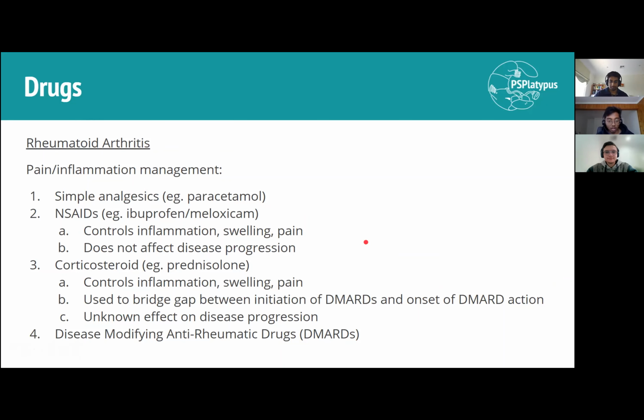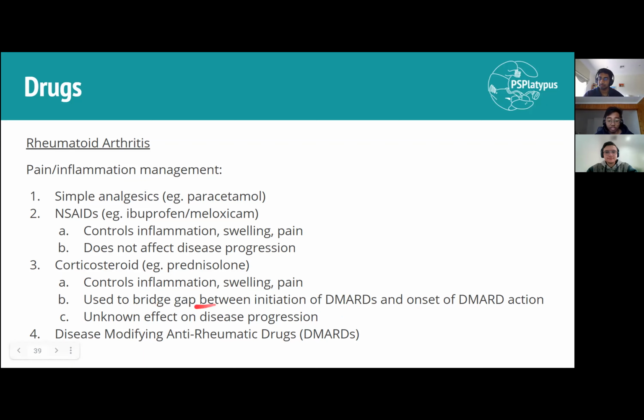The role of NSAIDs is generally to control inflammation, swelling, and pain, and it does not really affect disease progression at all. Same with corticosteroids as well. Generally, it has a kind of unknown effect on disease progression. We're not sure if it exactly stops it or helps significantly, but it's used to bridge the gap between initiation of DMARDs and onset of DMARD action.